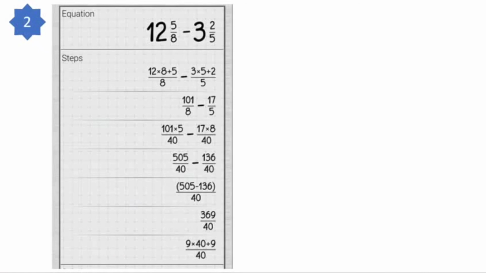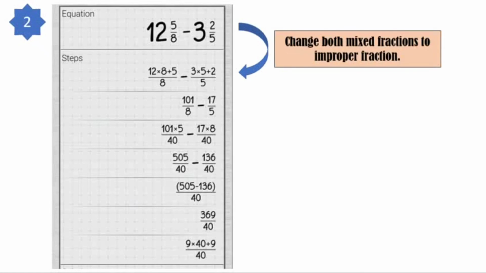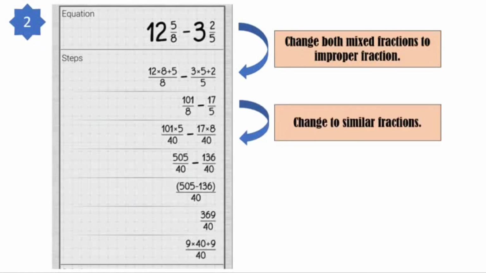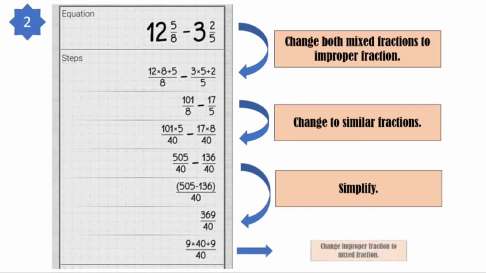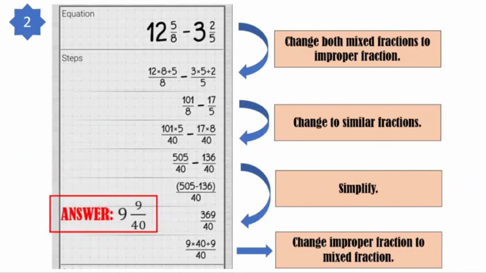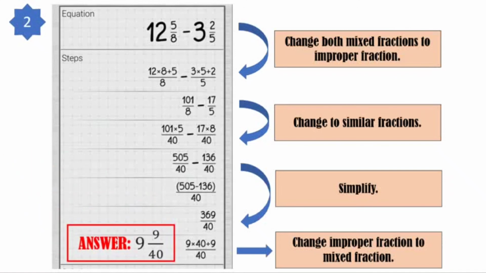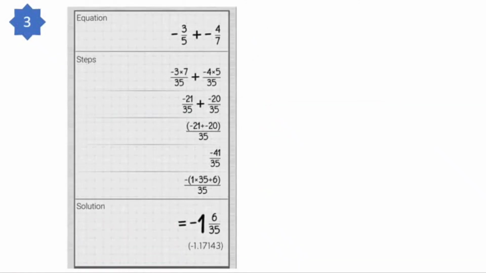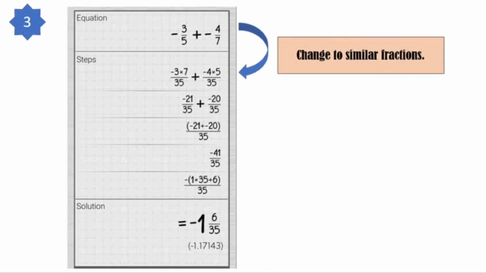Number 2, 12 and 5/8 minus 3 and 2/5. First, change both mixed fractions to improper fractions. Then change to similar fractions. Simplify. And change improper fraction to mixed fraction. Answer, 9 and 9/40. Next, negative 3/5 plus negative 4/7.